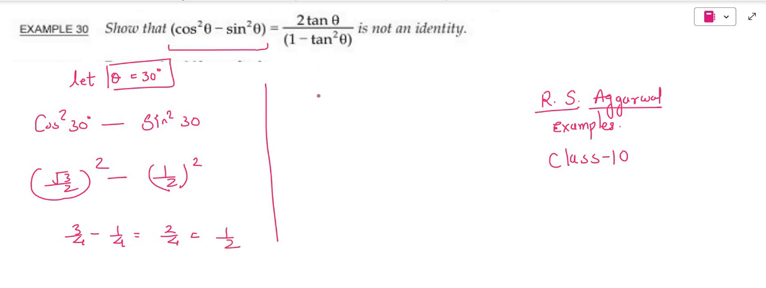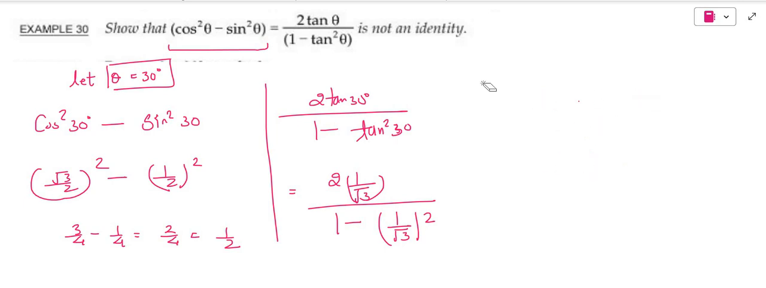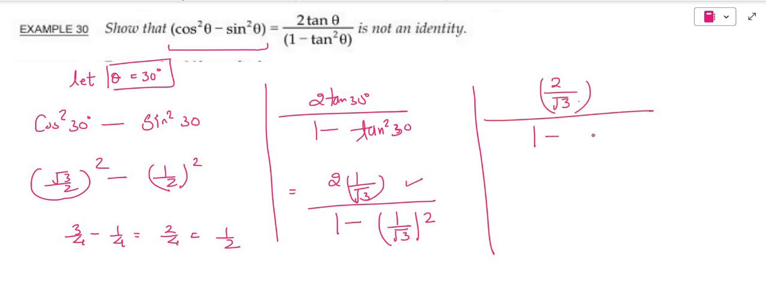Okay, let's check the right side. So this is 2 tan 30 by 1 minus tan square 30. Tan 30 is 1 by root 3, divided by 1 minus 1 by root 3 square. Now we will simplify to see what the value is. So this is 2 by root 3 in the numerator, and the denominator is 1 minus 1 by 3. Root square is 3. So this will be 2 by root 3 by, what is 1 minus 1 by 3?